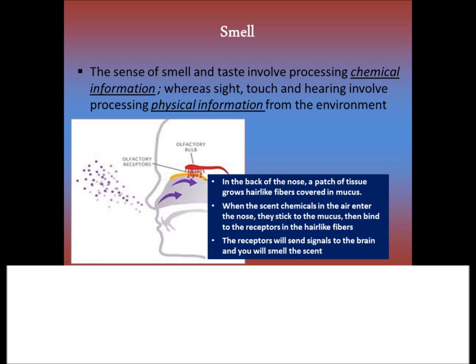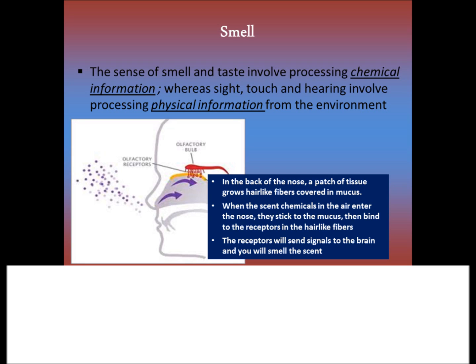Now, with smell, it's processing chemical information because we know that the scent particles are going to enter our nose and reach a patch of tissue in the back upper part of the nose. This patch of tissue grows hair-like fibers that are covered in mucus, and this is known as the olfactory bulb. When the scent chemicals in the air enter the nose and stick to this mucus in the olfactory bulb, they then bind to the receptors in the hair-like fibers.